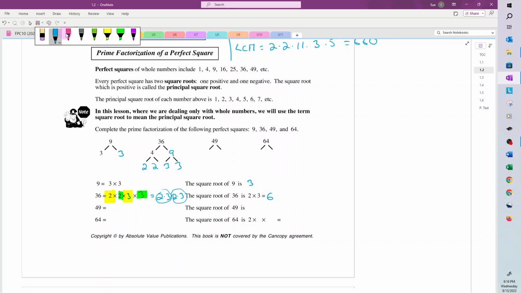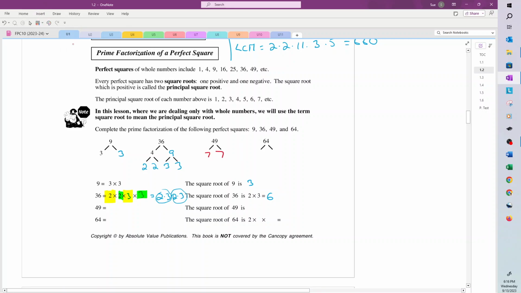49, when I factor that, I get 7 times 7. So 49 is 7 times 7, and the square root of 49 is 7. And 64, that's 8 times 8. And 8 is 2 times 4, and this is 2 times 4. This is why I don't like factor trees, because then this is 2 times 2, and this is 2, and this is 2 times 2. See how ugly that got?